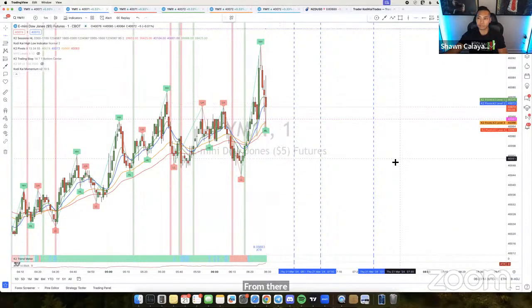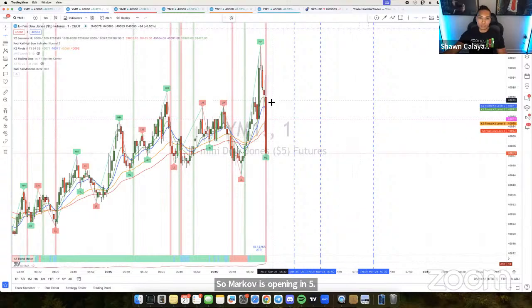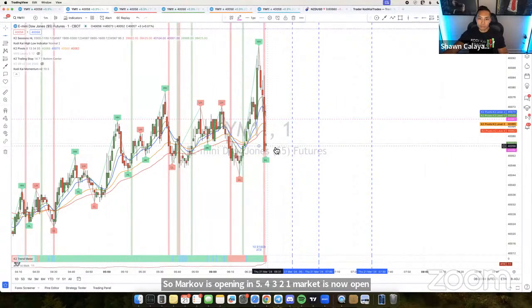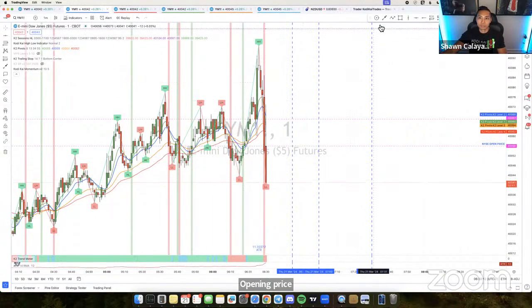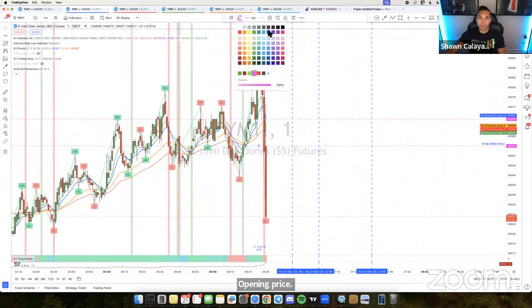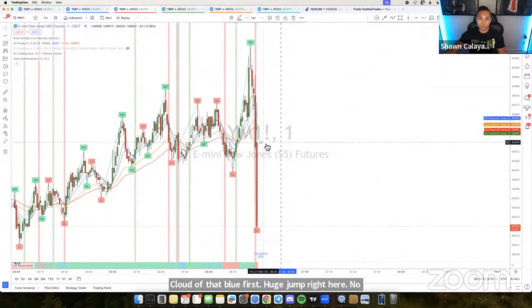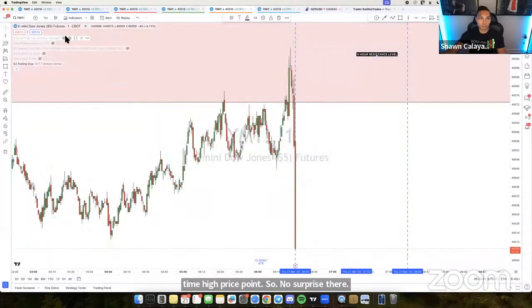So market is opening in 5, 4, 3, 2, 1. Market is now open, guys. So let's see what happens here. I'm going to mark up opening price, color that blue first. Huge dump right here. No surprise. I mean, that was expected, right? Price was at the 4-hour resistance, also known as the all-time high price point. So no surprise there. I'm gonna let the trade breathe a little bit, of course.